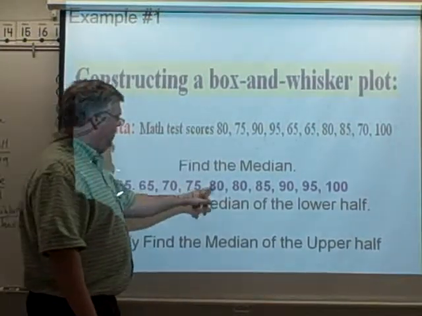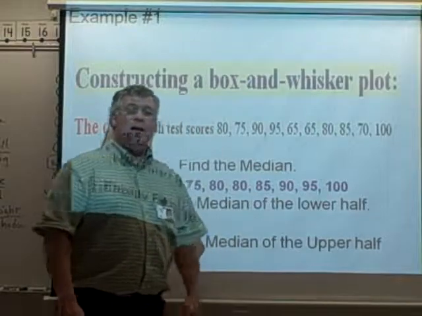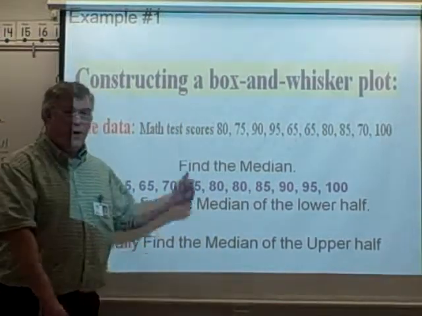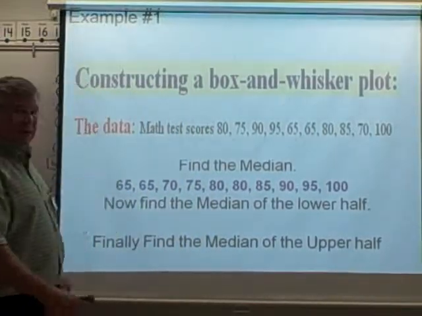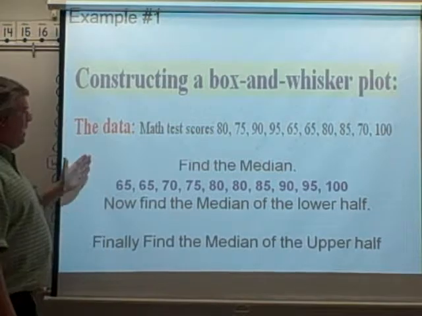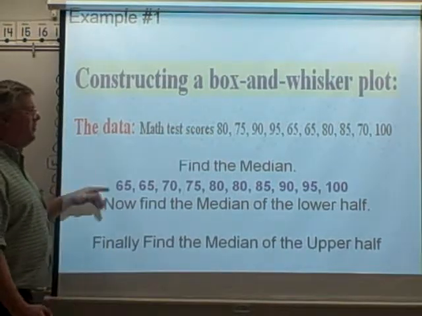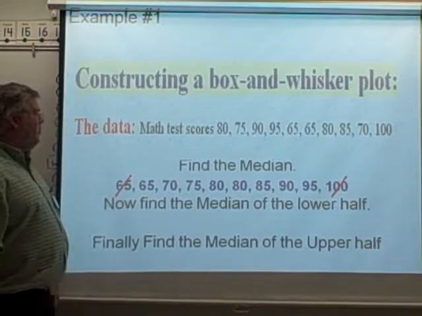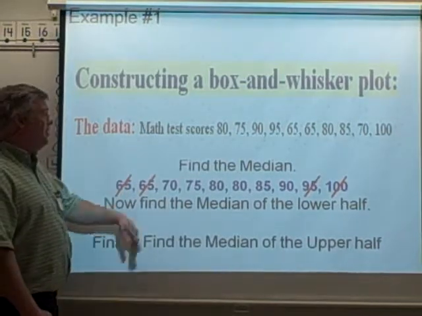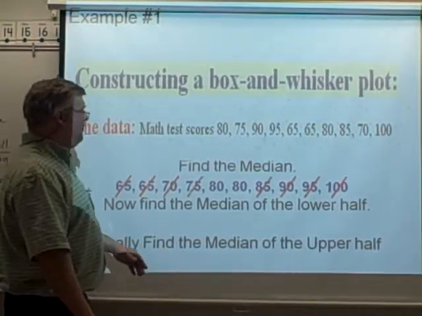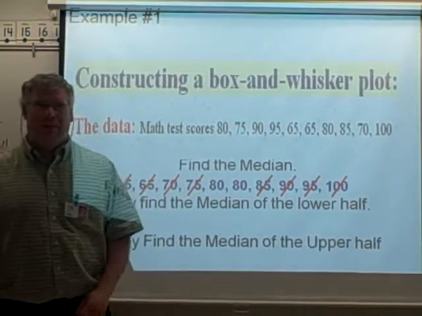1, 2, 3, 4, 5, 6, 7, 8, 9, 10. If they didn't match, I missed a number. I better go back and double check. But I didn't, so I'm good. All right, so now we find the middle number. To do that, we cross off 1 from each side. Bam. Cross off another one from each side. Bam. Cross off another one from each side. Bam. Cross off another one. And now we're left with these 2 numbers in the middle.